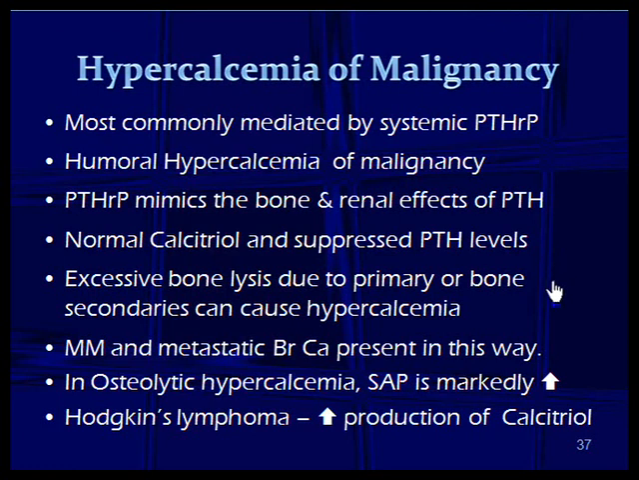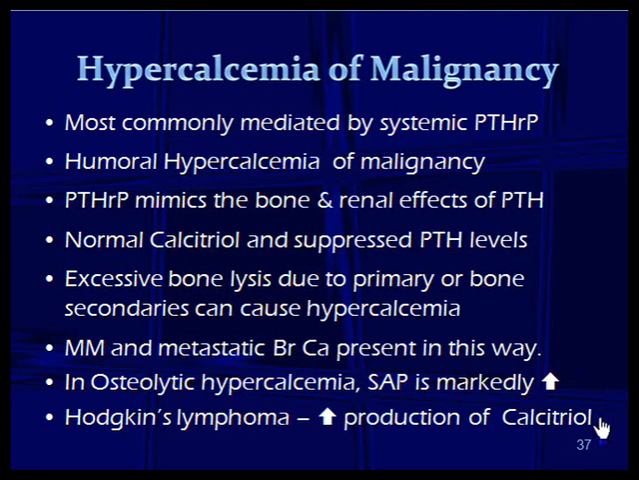Excessive bone lysis due to primary or secondary bone deposits can cause hypercalcemia without there being a PTHRP raise. Multiple myeloma and metastatic breast cancer present in this way with excessive bone lysis, either due to the primary involvement of the bone by multiple myeloma or due to secondary deposits of breast cancer producing osteoclastic activity and bone lysis. In osteolytic hypercalcemia, remember, the alkaline phosphatase released from the bone in the serum will be markedly elevated. So measurement of SAP is a secondary evidence that there is excessive osteolytic activity occurring in the bone and causing hypercalcemia.